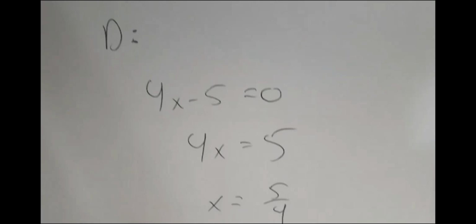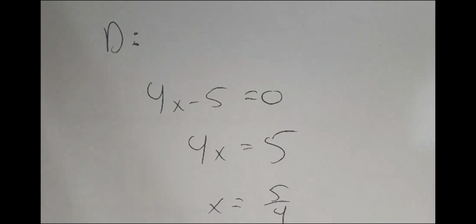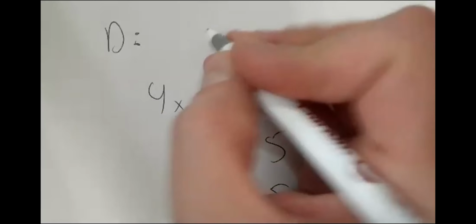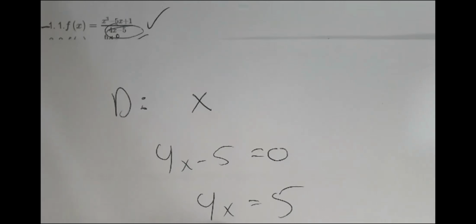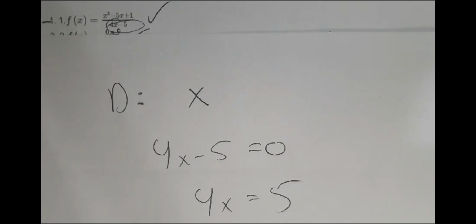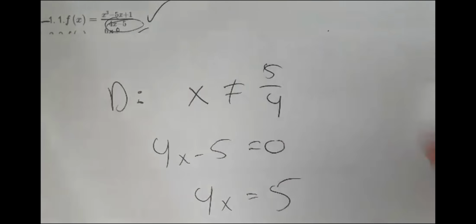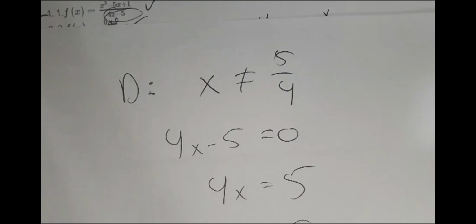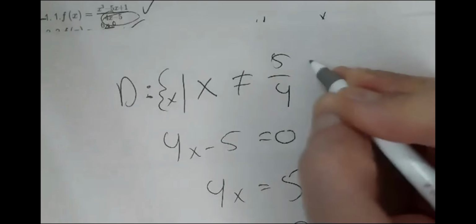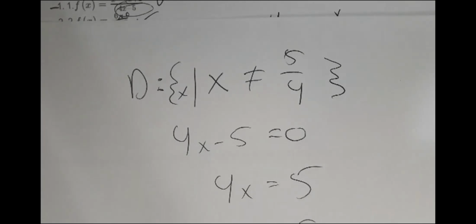So what is my domain on this thing? Any real number as long as x doesn't equal 5/4. So x not equal to 5/4 is the thing that I'm going to put. I suppose I could put all the rest of the stuff, but the main important thing here is the inequality: x cannot be 5/4.